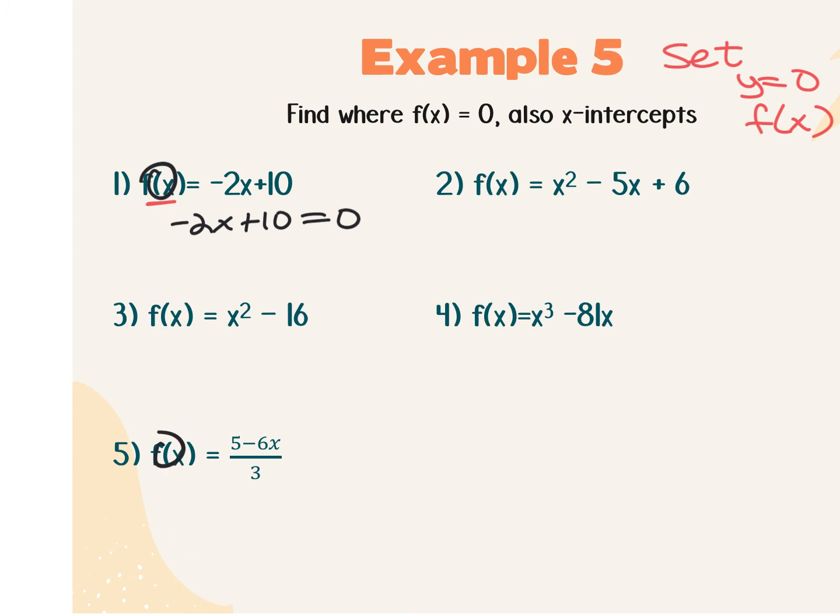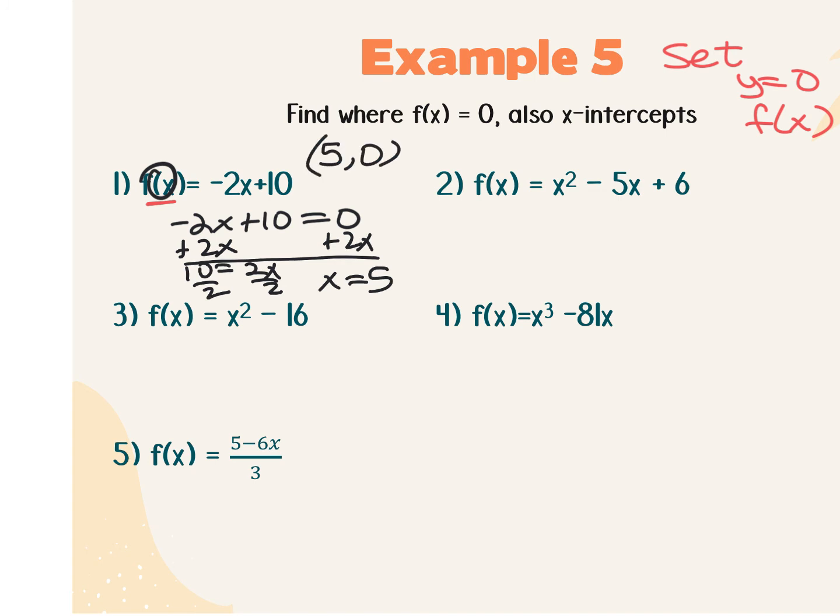So let's go ahead and do all of these. So I can solve the first one. I'm just going to add the 2x. You could have moved the 10. It doesn't matter. So then I end up getting 10 equals 2x. Divide by 2. x equals 5. So the ordered pair here, because remember f of x was y, would be 5 comma 0.